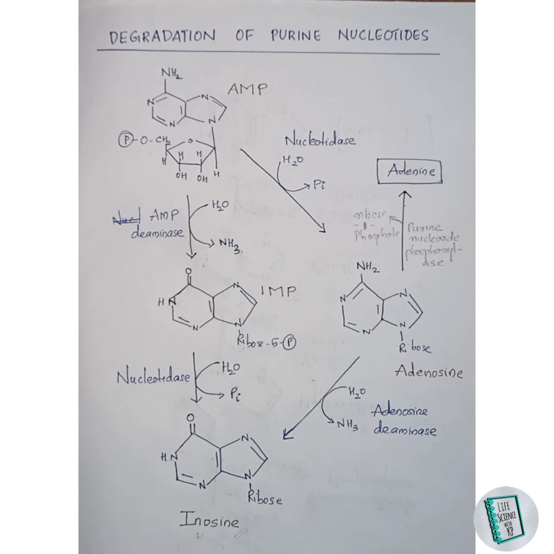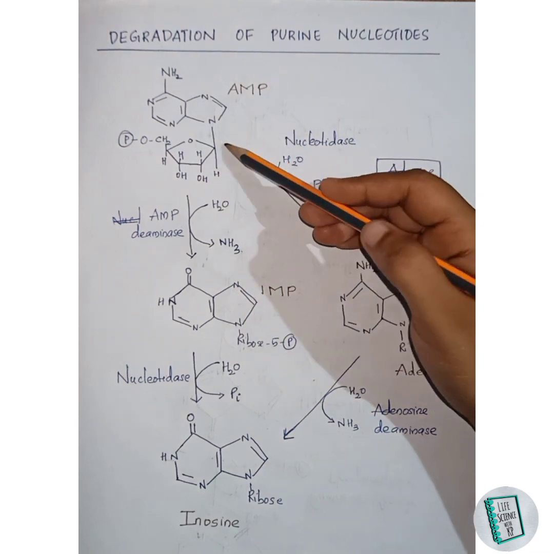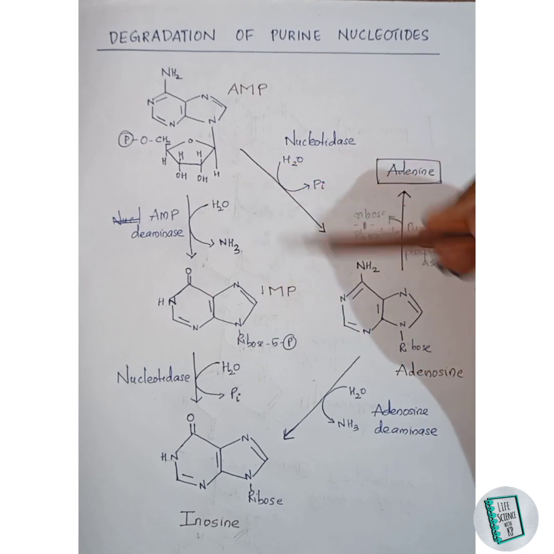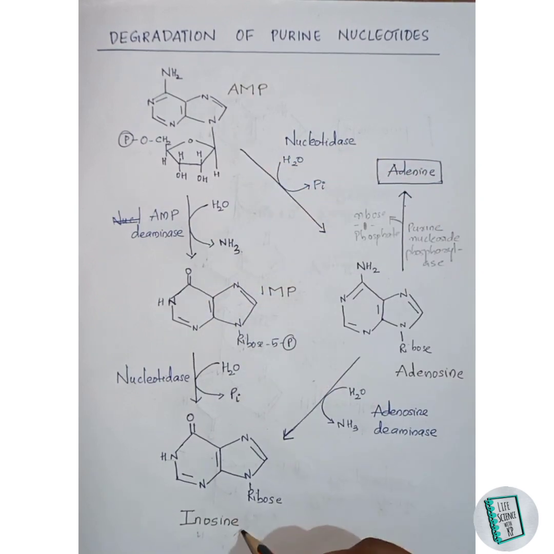Today we will be discussing the degradation of purine nucleotides. Here the degradation of AMP and GMP will be discussed. First of all we will look into the degradation of AMP, or adenosine monophosphate. This is the structure of AMP. This AMP can undergo either one of the two reaction sequences shown here and form inosine.